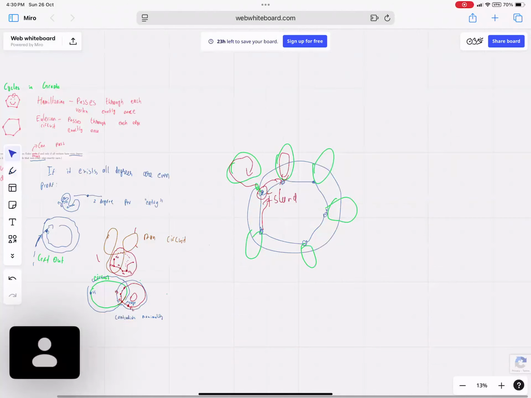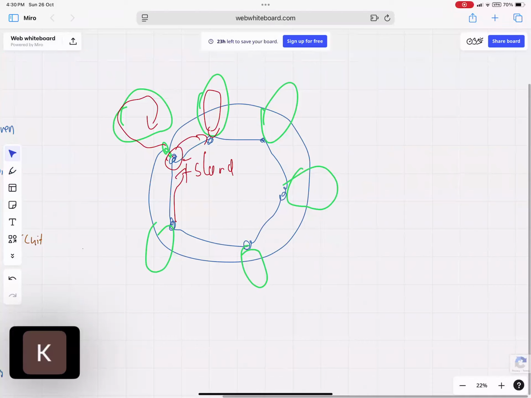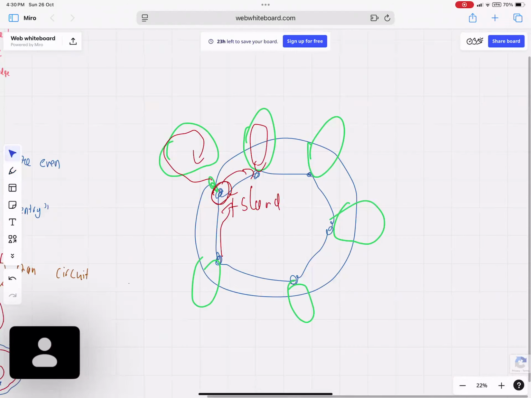No, wait, but for induction to work, we need that the graph we get after deleting should have all degrees even. Yes, that's because we're removing a degree of 2 from these edges. Like we're not deleting the graph, we're deleting the edges. That's the key point.